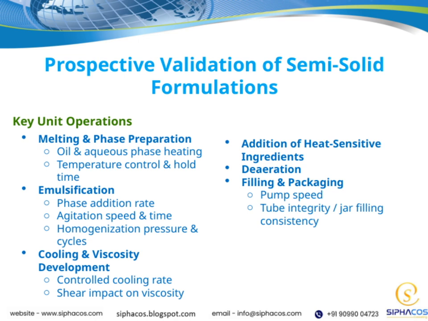Moving on, melting and phase preparation involve carefully heating the oil and aqueous phases. Temperature control and hold time are vital to achieving the right phase behavior. During emulsification, we need to pay attention to the phase addition rate, as it influences the stability of our emulsion. Agitation speed and duration are also key. Too fast or too slow can impact quality. Homogenization, pressure, and cycles further refine the emulsion, making it uniform and stable.